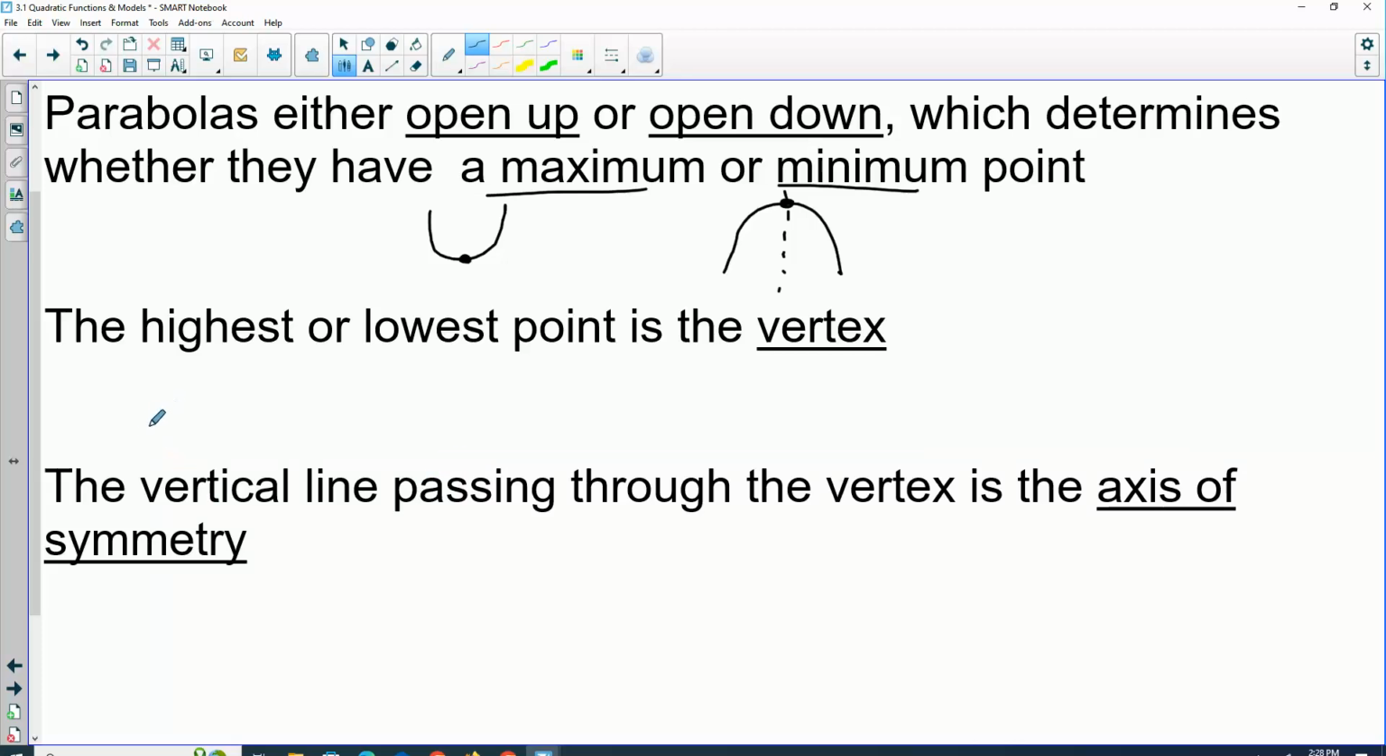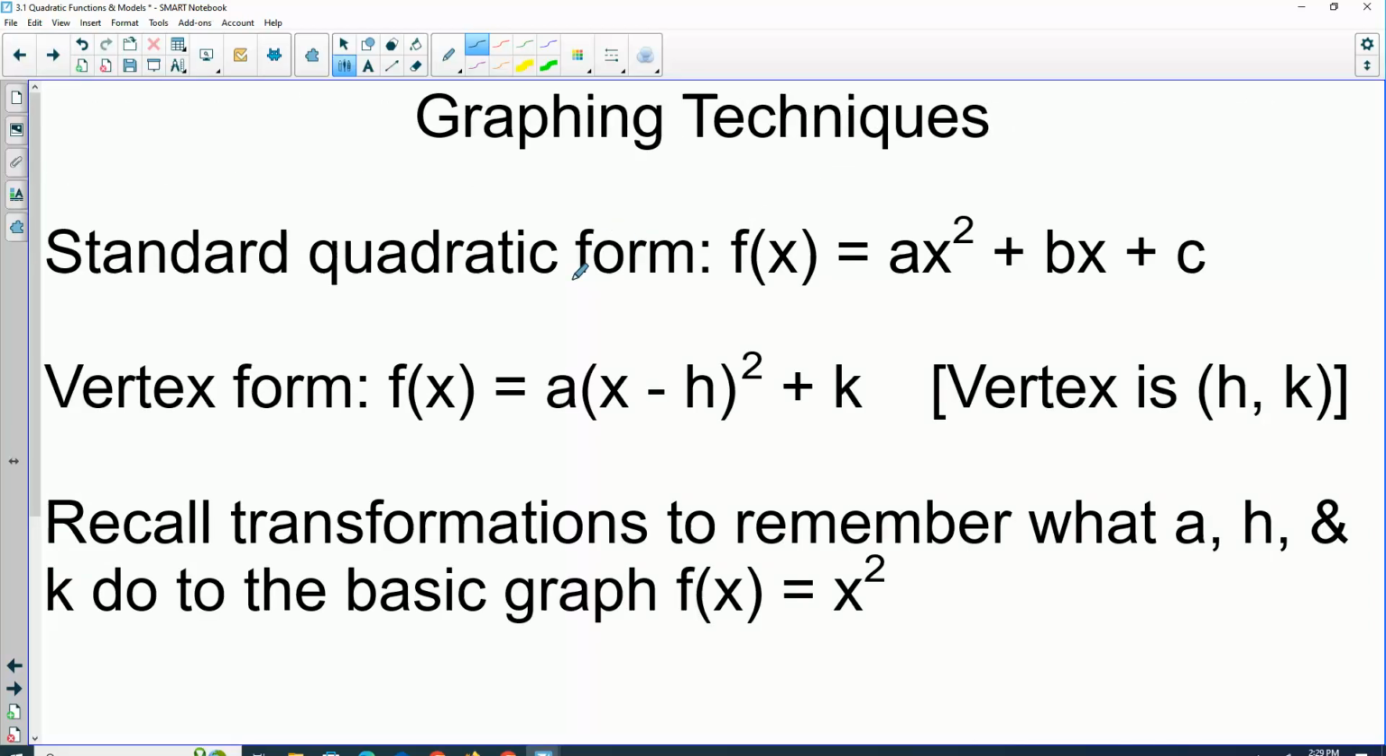So our techniques for graphing these are going to vary depending on how the equation is written. Standard form is the one that I already gave you: f of x equals ax squared plus bx plus c. But sometimes we see them in vertex form, which is what we saw in our last chapter when we were doing transformations. These quadratics were always written in vertex form: f of x equals a times (x minus h) squared plus k.